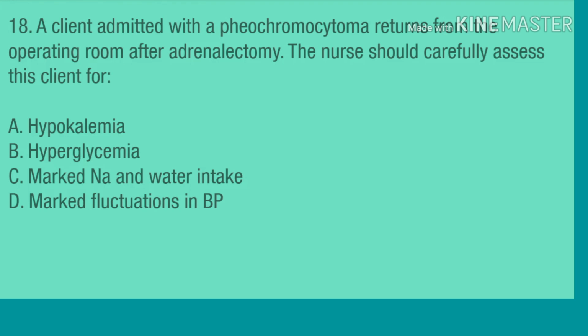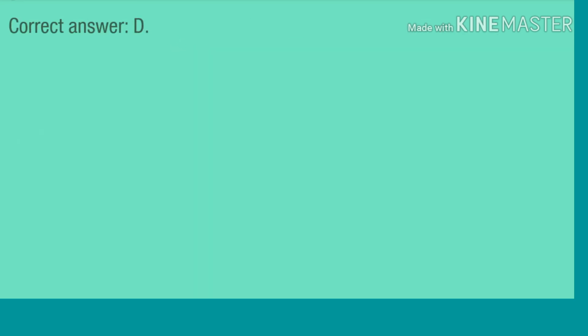Question 18. A client admitted with a pheochromocytoma returns from the operating room after adrenalectomy. The nurse should carefully assess this client for A. Hypokalemia. B. Hypoglycemia. C. Marked sodium and water intake. D. Marked fluctuations in BP. Correct answer, D.